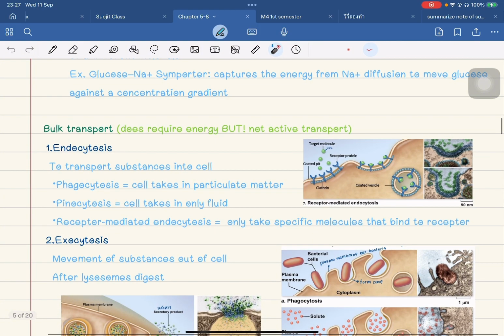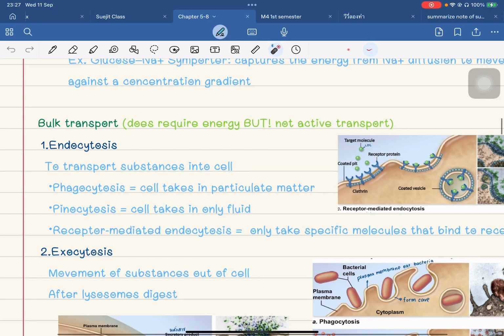And next we have bulk transport. This one does require ATP, but it is not active transport. The first one is endocytosis. Endocytosis is to transport substances into the cells. We have three types in total.